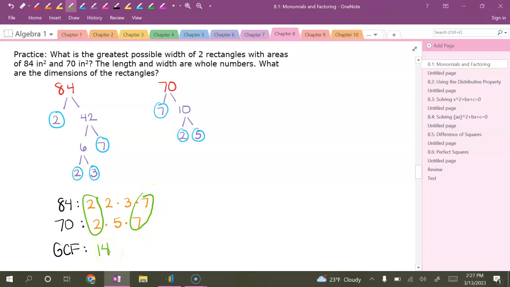Okay? And then they go on to say, what are the dimensions of the rectangles? So each of them is going to have a 14. So what I do is that for my 84, I take that divided by 14, and so that would be a 14 by 6, and those would be inches, so 14 inches by 6 inches. And then for the 70, we take that one divided by 14, we get 14 inches by 5 inches. So those would be the dimensions of your rectangles.